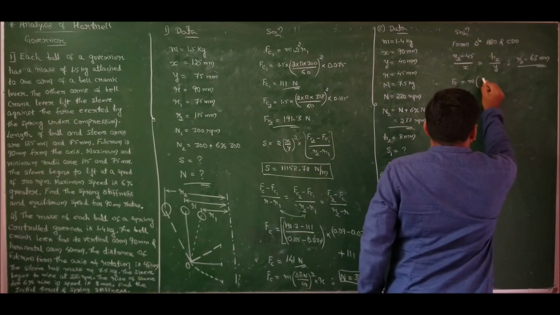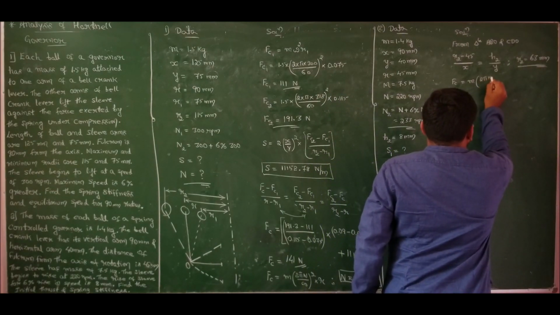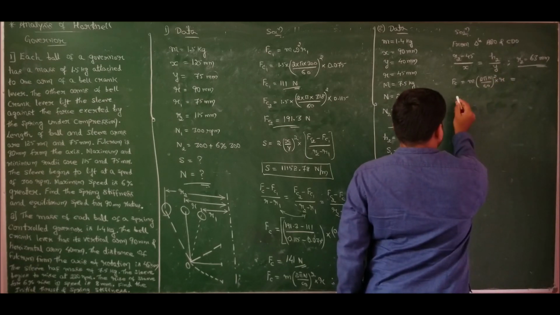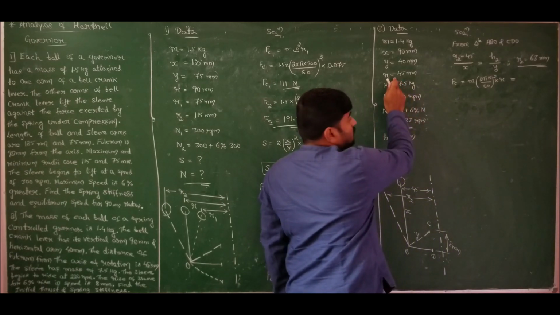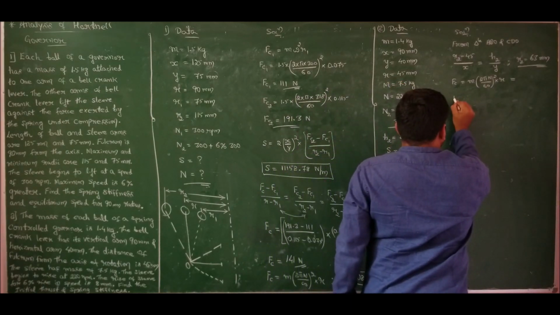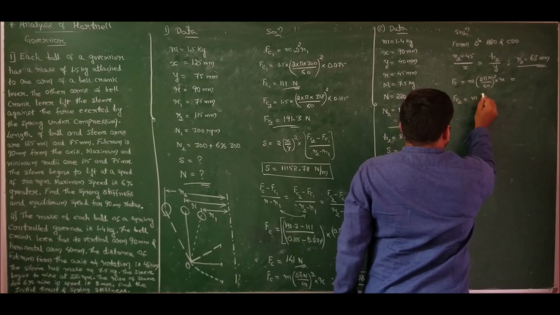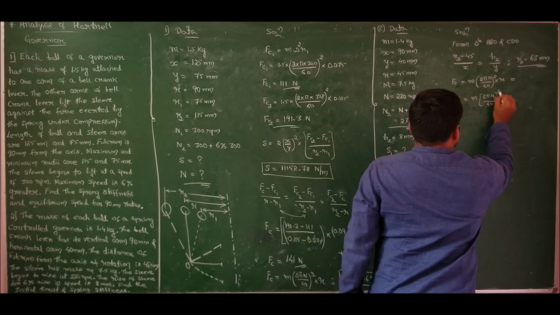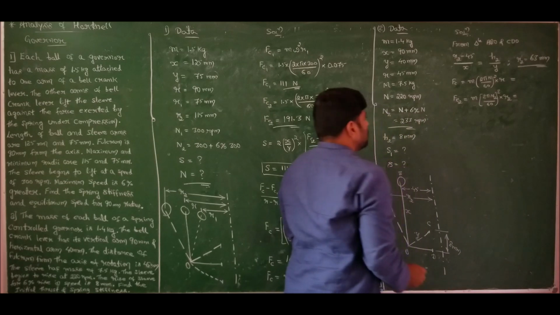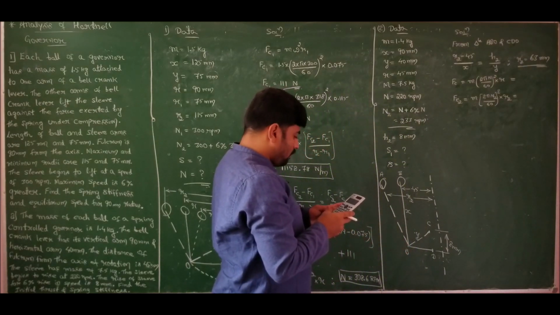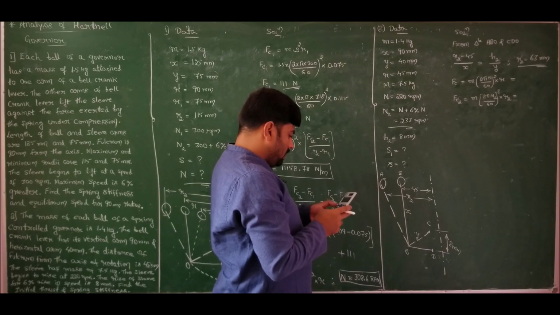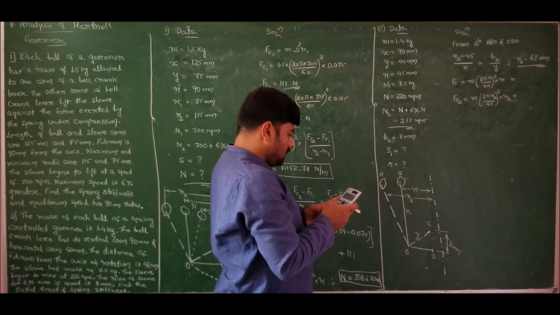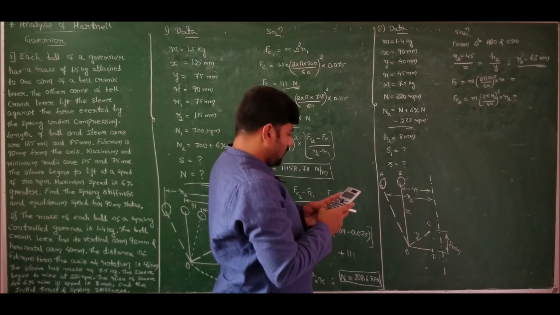Fc is equal to m into (2 pi n by 60) whole square into r. R should be in meters. The value of R is 0.045. Similarly for maximum position we have Fc2 as m times (2 pi n2 by 60) whole square into r2. If I substitute these values, mass is 1.4 kg, 2 into pi into n, which is 220 rpm, divided by 60, whole square, must be multiplied by r, which is 0.045.